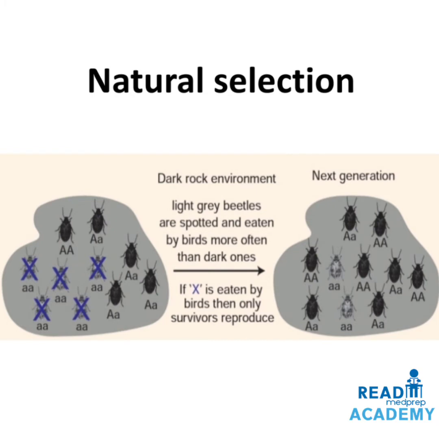If they are eaten by birds, then only the survivors will reproduce. In the next generation, there will be more population of dark colored beetles having the homozygous dominant capital A, capital A and the heterozygous dominant capital A, small a. And the population of the light grey beetles has decreased because they usually disappear.